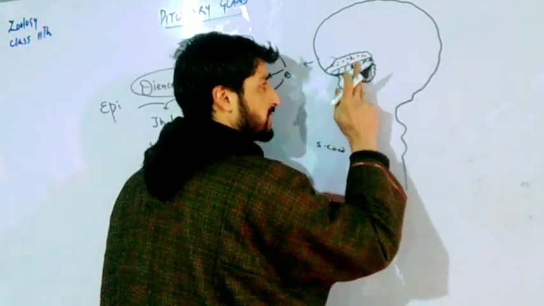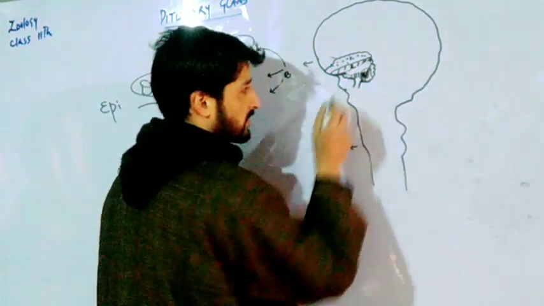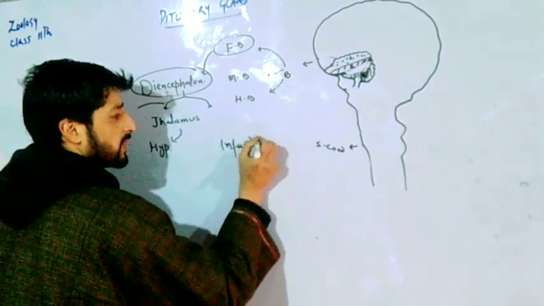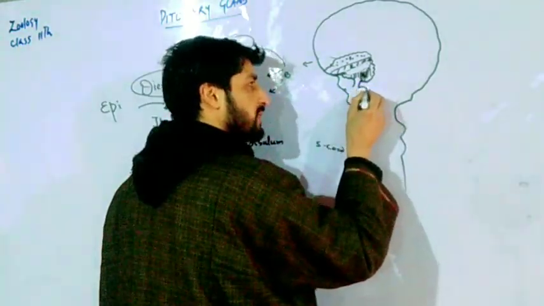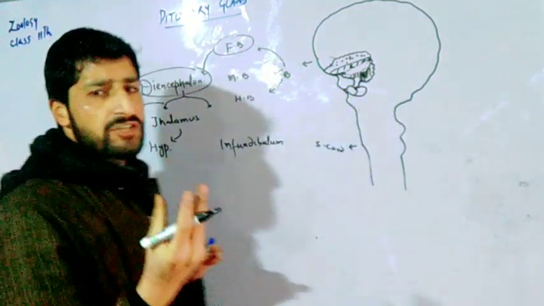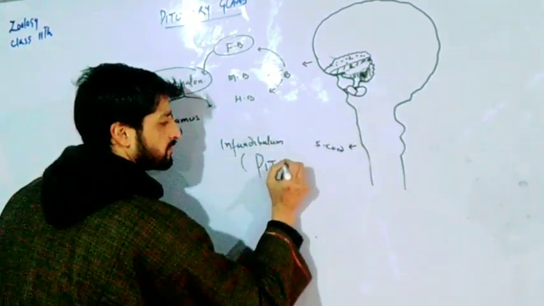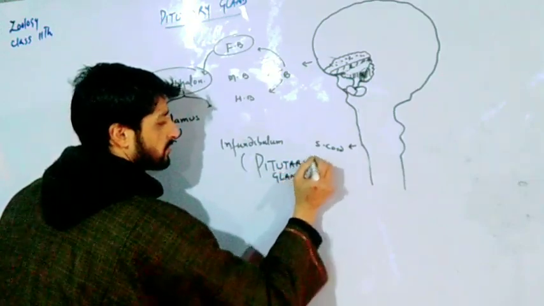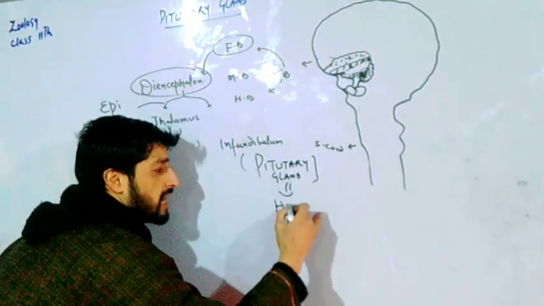Along with the hypothalamus, there is a special stalk. This stalk is known as infundibulum. Attached with this infundibulum is a rounded, pea-shaped structure. This structure is actually your pituitary gland. It is this pituitary gland that is also known as hypophysis.